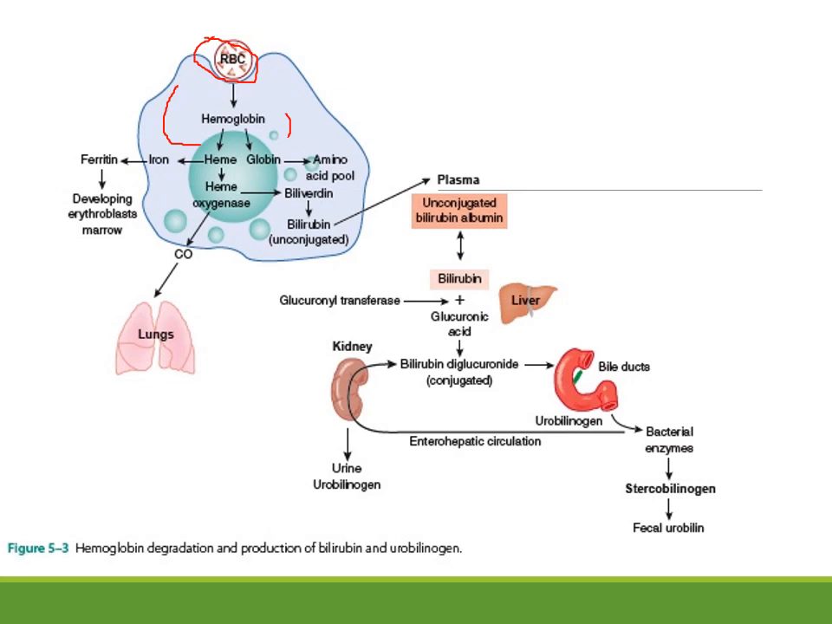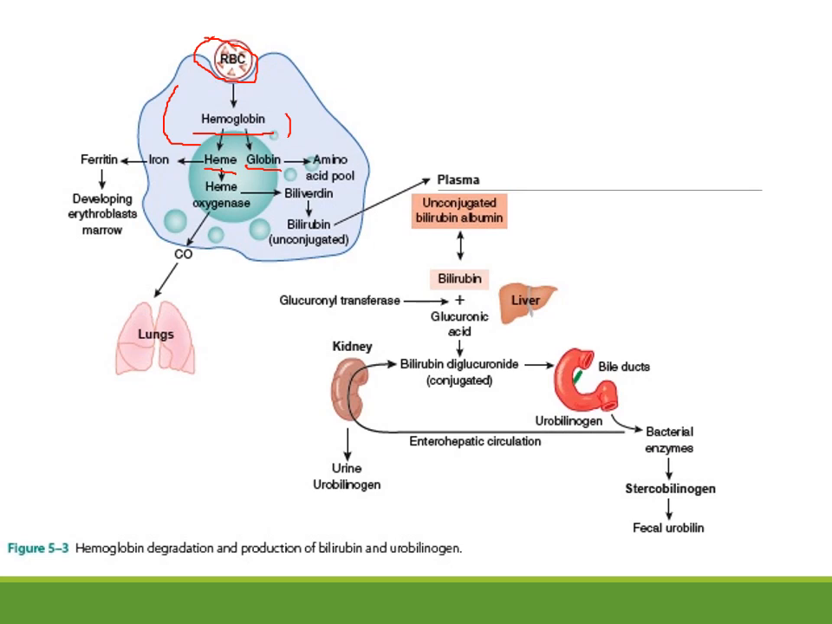So there is a disruption of the RBC membrane. Once the RBC membrane has been disrupted, it will lead to the release of hemoglobin. Hemoglobin inside the phagocytic cell will be broken down into two parts: one is the heme and one is globin. So we have the heme portion and the globin portion.